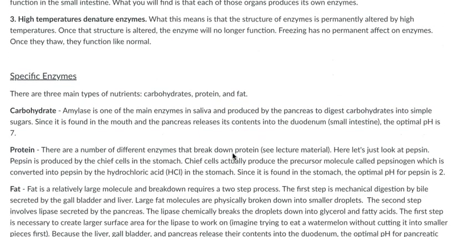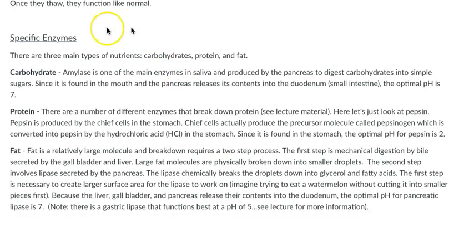Okay, now as far as specific enzymes go, the ones that we want you to be aware of are these. For carbohydrates, amylase is the main one. There's a version of it in saliva, and there's a slightly different version produced by the pancreas. Since it's found in the mouth and in the pancreas, and those areas are both associated with a pH of 7, that's where it will function.